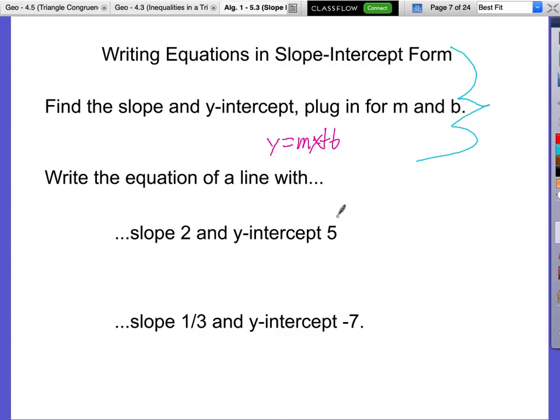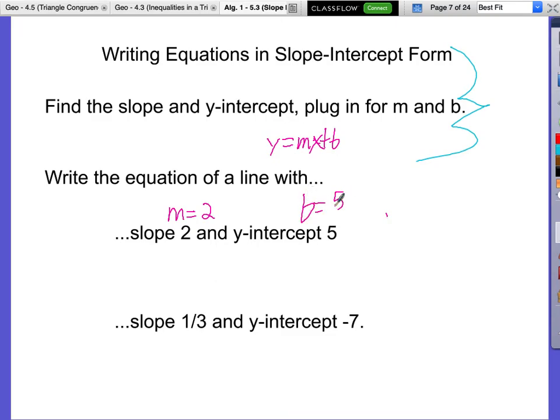And so if we write an equation with the slope of 2 and the y-intercept of 5, what is slope? What variable is slope? M. M is the variable for slope. So m is equal to what? 2. M is equal to 2. How do we know it's equal to 2 here, Josh? It says the slope is 2, and m is slope, okay? Y-intercept, what variable is y-intercept? B. So b is equal to 5.